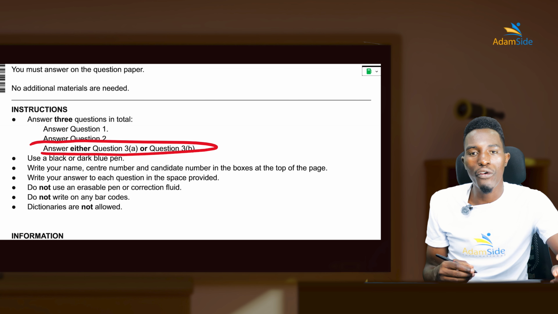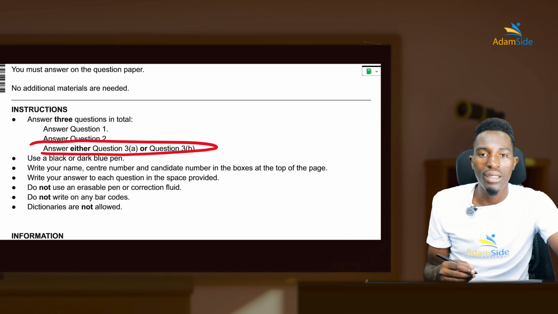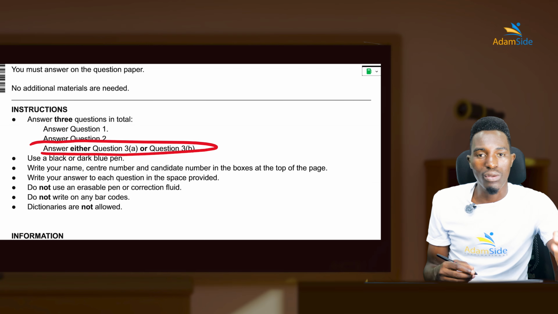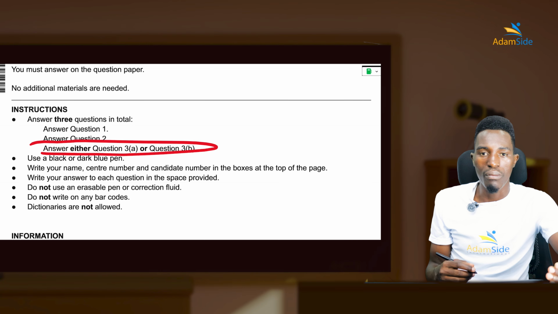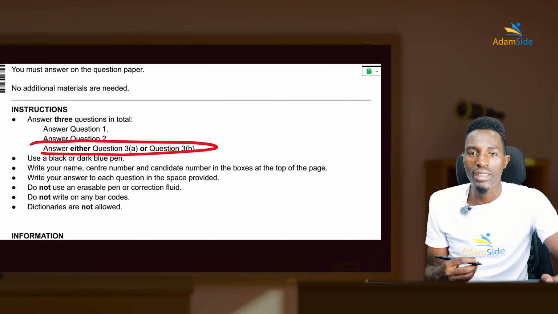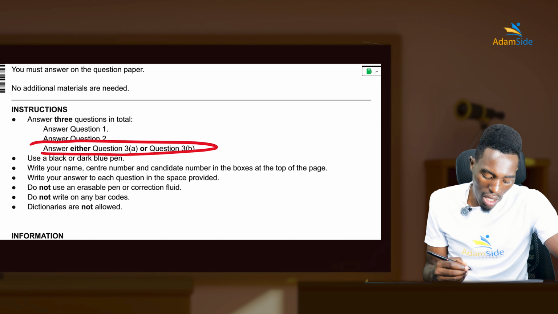Before you make your choice, make sure you read the 2 questions, because you can find that question A is easier than question B, or question B is easier than question A. So I advise you to read the 2 questions before you make a choice. Okay, let's go and see how we answer question number 1.